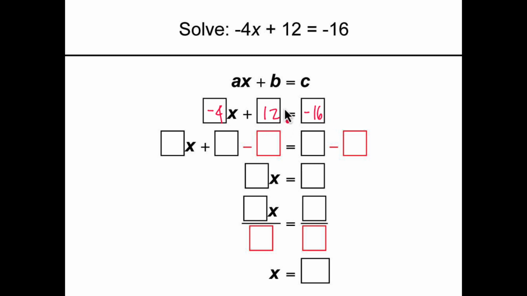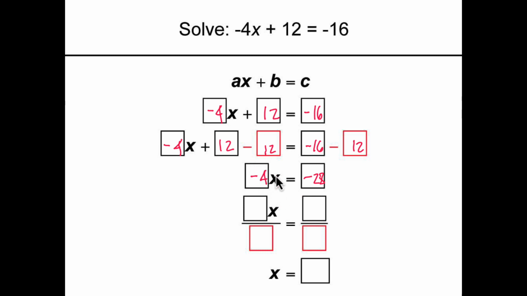We need to get rid of this 12, so we subtract 12 from both sides. So this becomes negative 4x plus 12 minus 12 equals negative 16 minus 12. Simplifying, we get negative 4x equals negative 16 minus 12, which is negative 28.